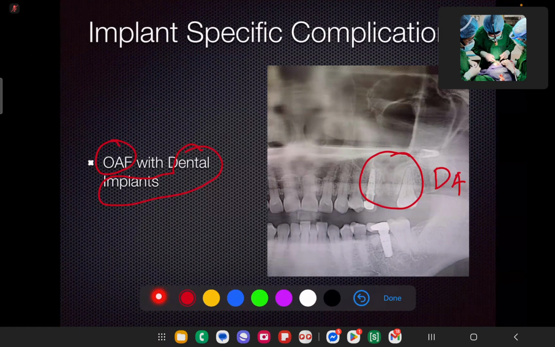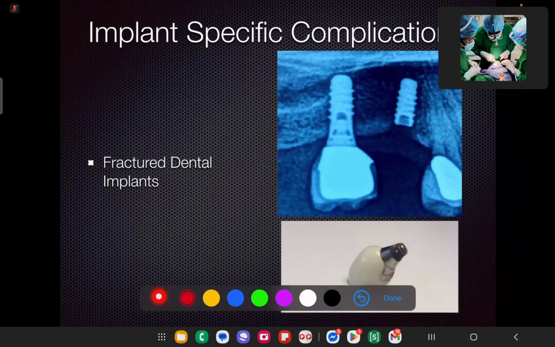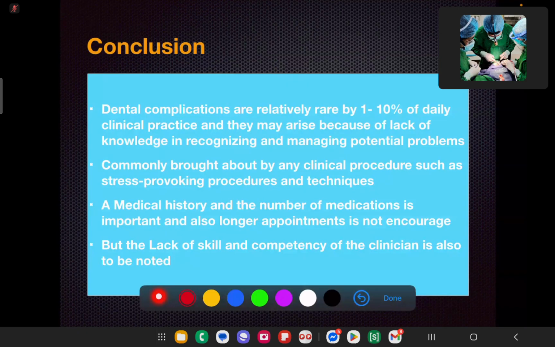And screwing in your dental implant would also loosen the bone. The implant is hard, and you're screwing it in, so basically, if the patient just sneezes, the dental implant goes in. So you have to be careful with oroantral fistulas. And of course, there would also be fractured dental implants. This is a fractured dental implant that was referred to me for retrieval, and this is the fractured side.